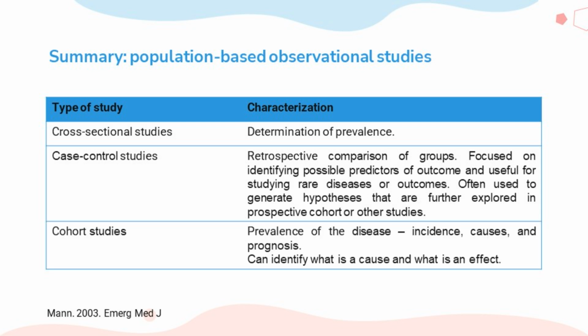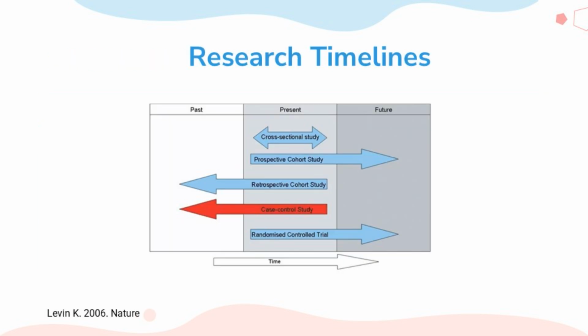Cohort studies examine the prevalence of disease, incidence, causes, and prognosis, and can identify what is a cause and what is an effect. On this slide, you see summarized research timelines.